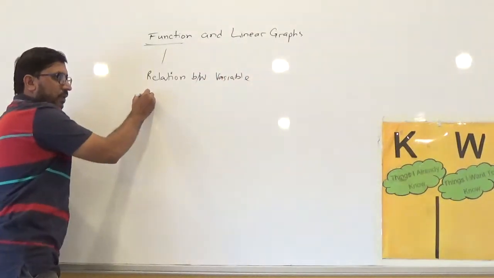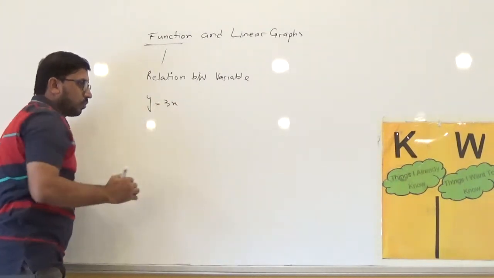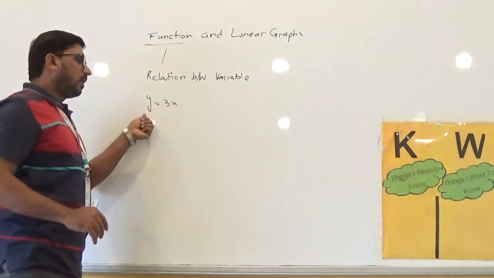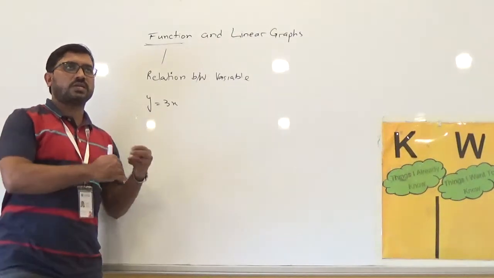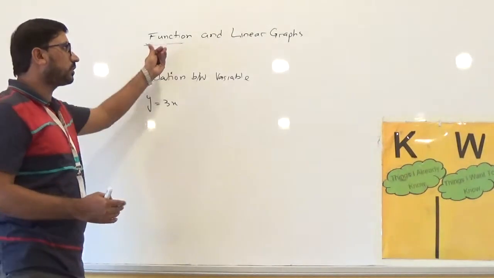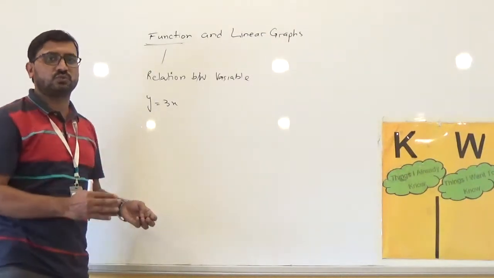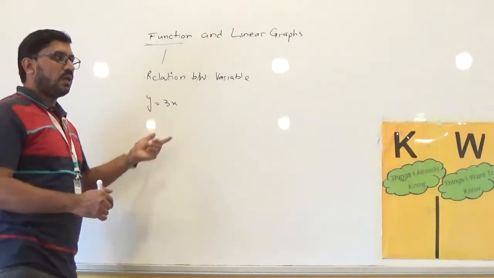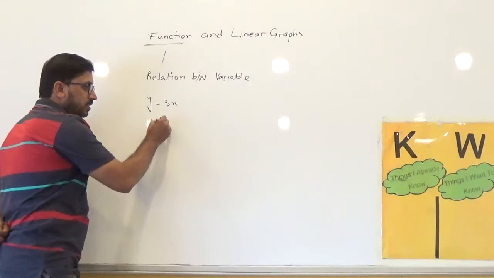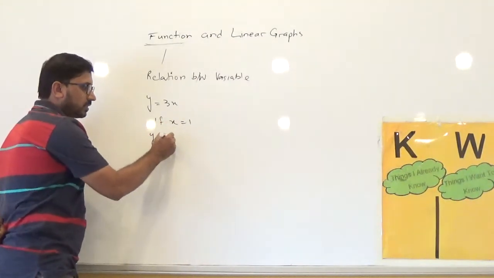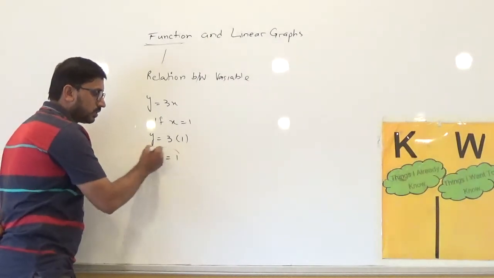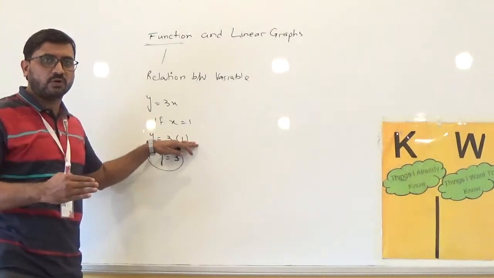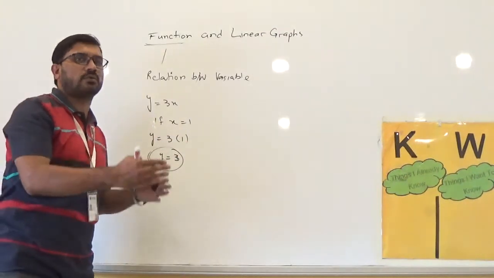Like if you are given an equation y is equal to 3x, here y and 3x are presenting a relation between each other. We can simply say y is equal to 3 times x. A function shows a relation between two variables or more than two variables. So if x is equal to 1, what will be the value of y? It is 3 times 1, so y is equal to 3. Whatever the value of x we have, y will be 3 times of it.